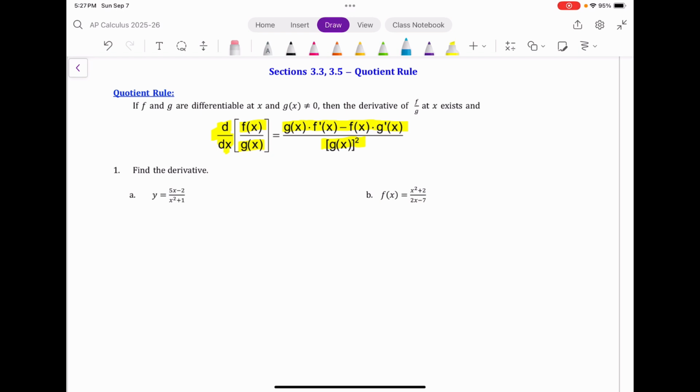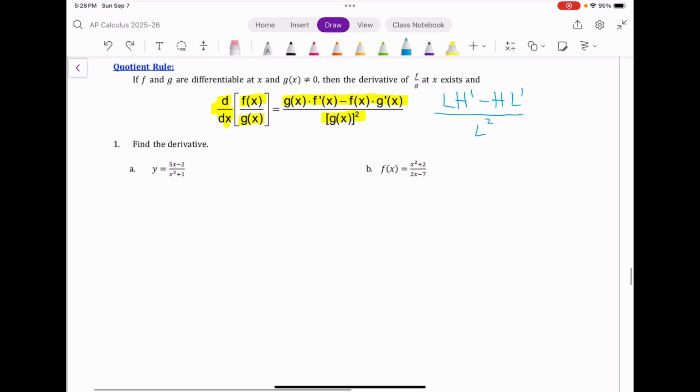Or a mnemonic device I use to remember this is low d high minus high d low all over low squared. When I say d high, that's the derivative of the high function, and d low is the derivative of the low function. So once again, low d high minus high d low over low squared. This is the way I remember the quotient rule.